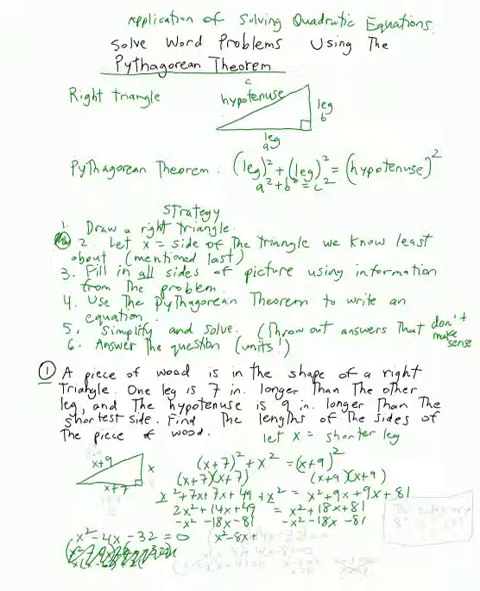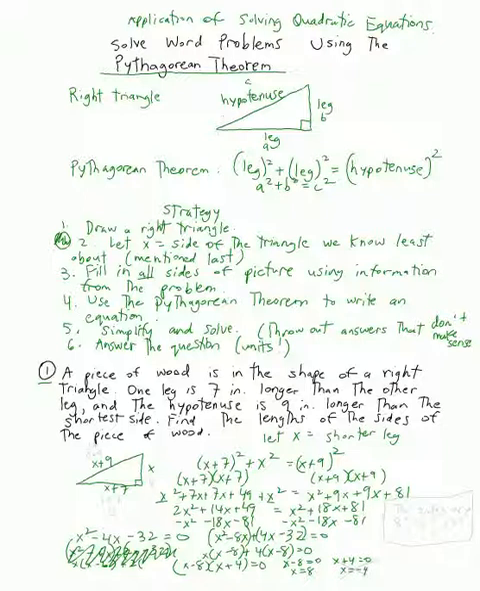X squared minus 8x plus 4x minus 32 equals 0. And we're going to do this one by grouping. This one will work. X times x minus 8 plus 4 times x minus 8 equals 0. Or x minus 8 times x plus 4 equals 0. So my two solutions are, if x minus 8 is 0, then that means x is 8. And if x plus 4 is 0, then that means x is negative 4.